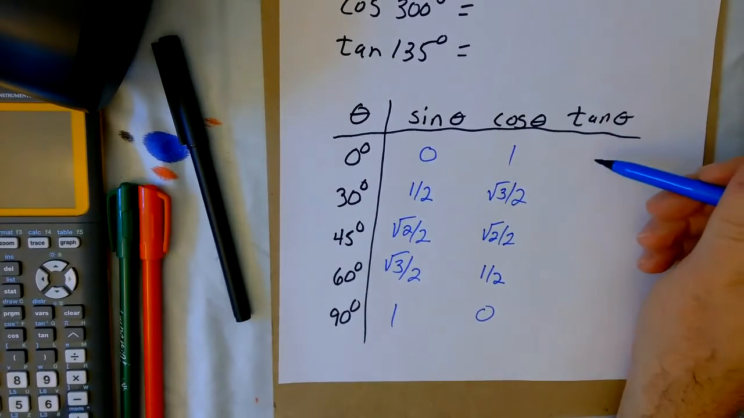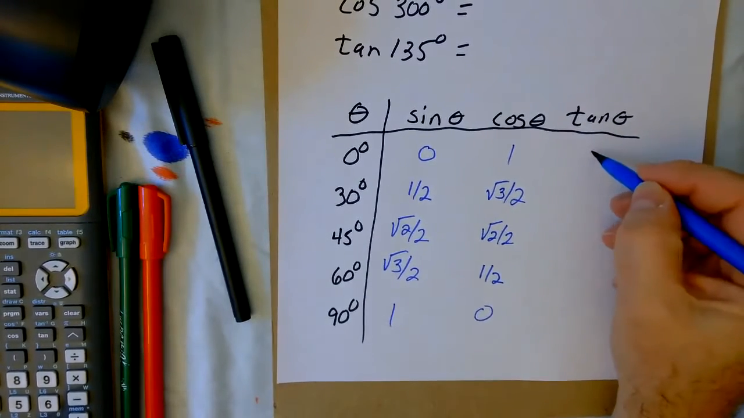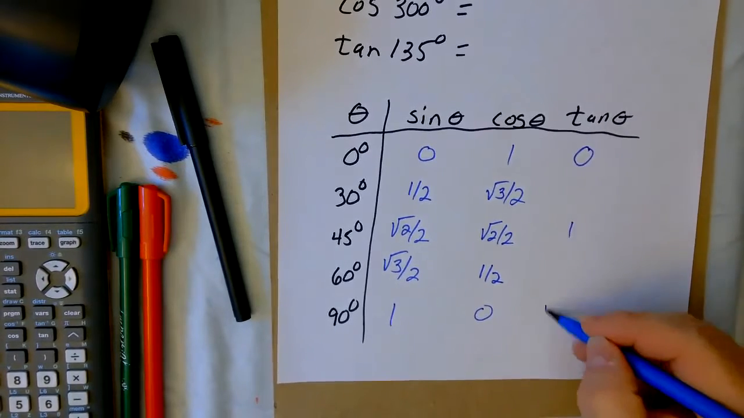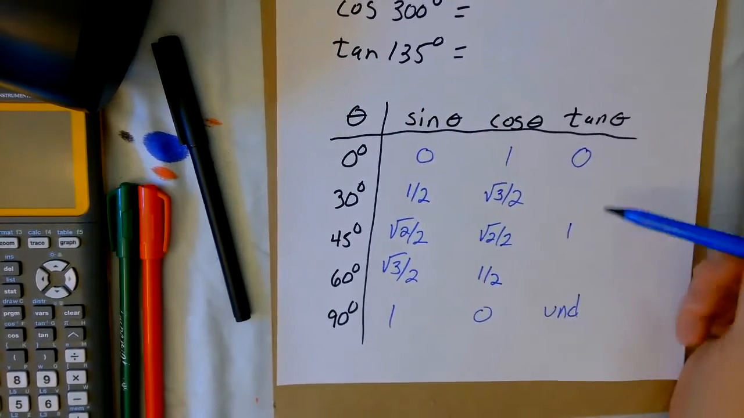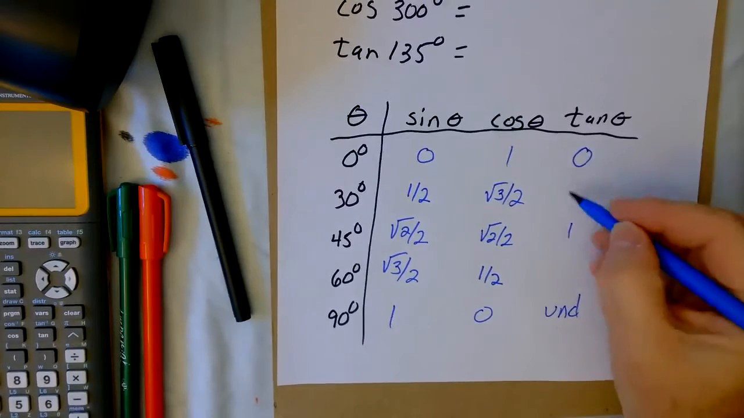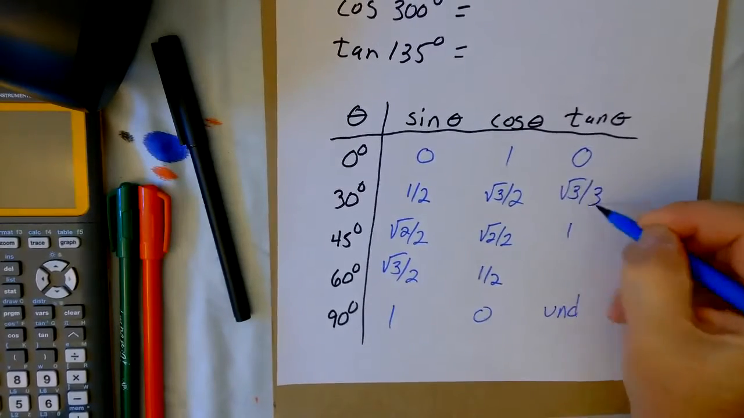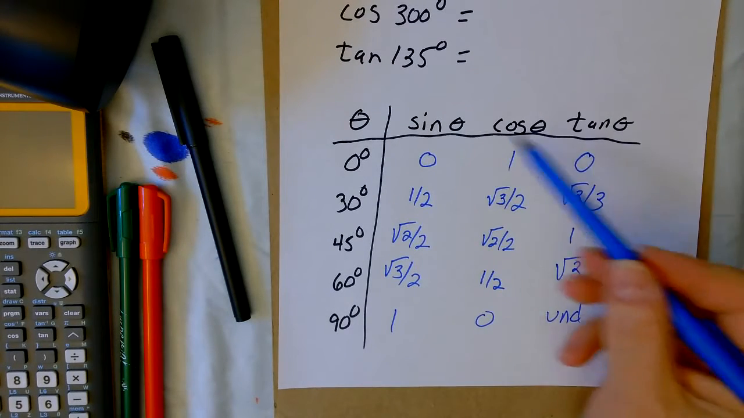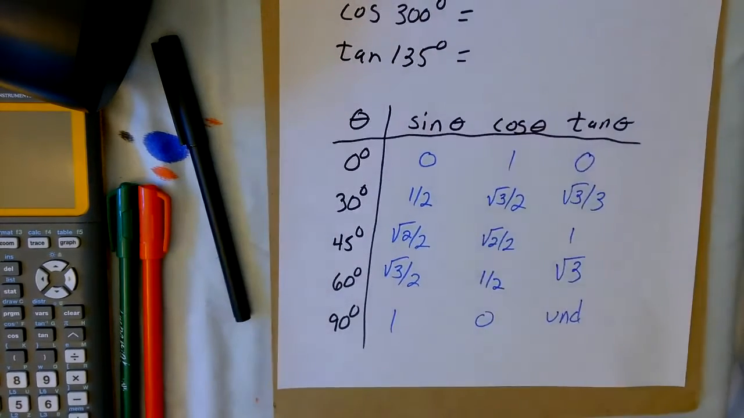And then for tangent, the ones I remember real easily are the 0. I skip and get the 1. I skip and get the undefined. And then I get the root 3 ones in between. The smaller one comes first, the root 3 divided by 3, and then just the root 3. Okay? So we're going to need to know those in order to do these.